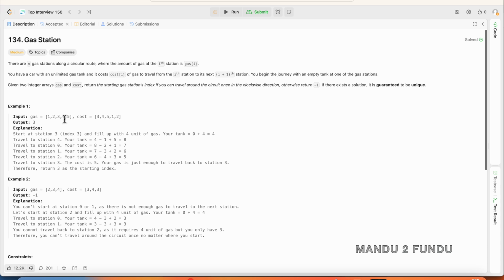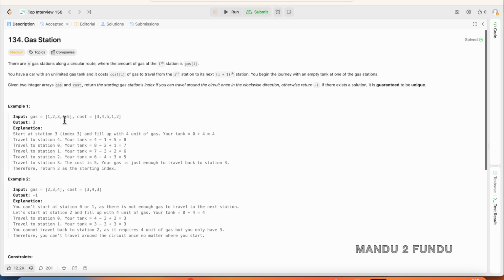Same thing for the other index. Then when we come to index 3, the available gas at that station is 4, but the cost to move to the fifth station is 1. So from here we can move to the next station, and we can set this as a starting point. And then for the next one, 5 minus 2, so here also we can move to the first station circularly. Right now we can start from index 3.